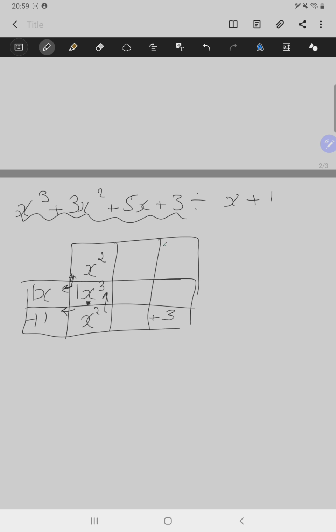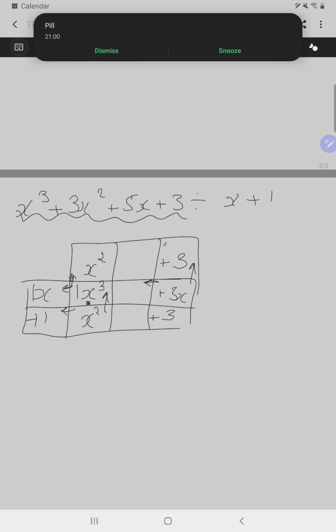To get this box up here on the top right, we need to see, so what do we multiply by plus 1 to give plus 3? So 3 divided by 1 is 3, and plus by plus would give us plus. To get this box, we need to multiply its vertical box by its horizontal box. So plus 3 multiplied by x is plus 3x. So now we need to fill in the middle boxes.